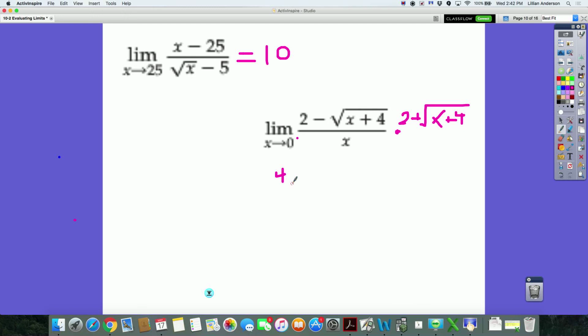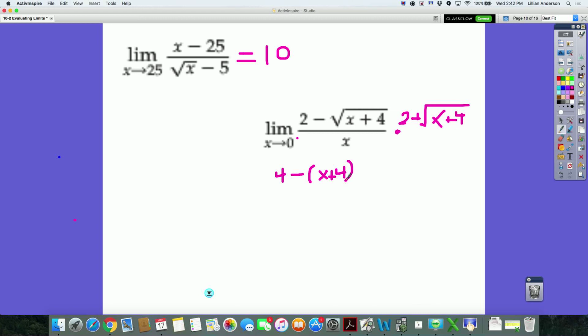I only got the root sign over the x. So, I foil, so 2 times 2 is 4. 2 times the square root of x plus 4. When I do the inner term, minus 2 times the square root. So what happens to those two terms? Cancel out. But when you multiply the two roots by each other, that's going to be a minus x plus 4.